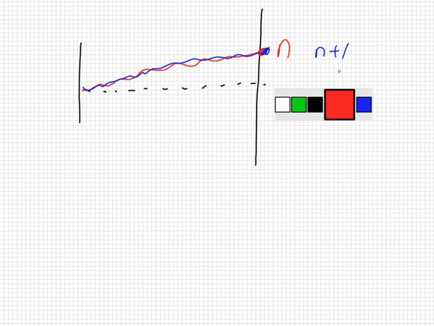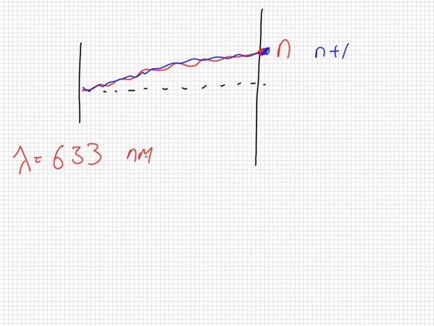Now the good thing is, you know the wavelength for the red light is 633 nanometers, and the wavelength for the blue light is 506.4 nanometers. They want to know what n plus 1 is. So what formula could I use? Is it the sine one again?